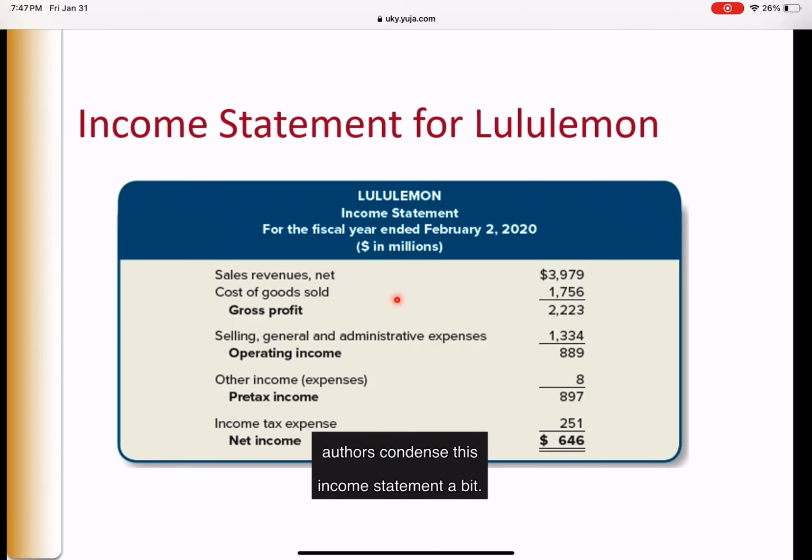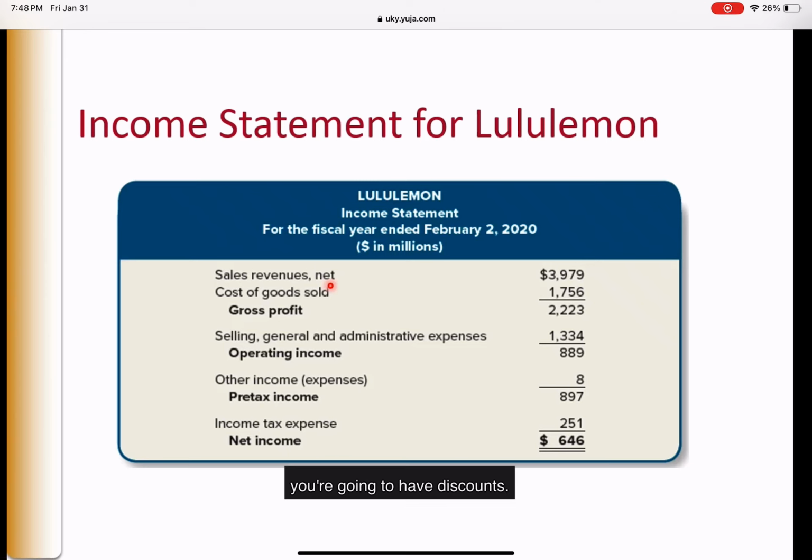Your authors condensed this income statement a bit, but first of all, when they say sales revenue net, net means after any returns and discounts you gave customers. So that's always what they mean by the word net there. You're going to have returns, you're going to have discounts. Cost of goods sold, how much it cost you to buy those items. That gives you your gross profit.